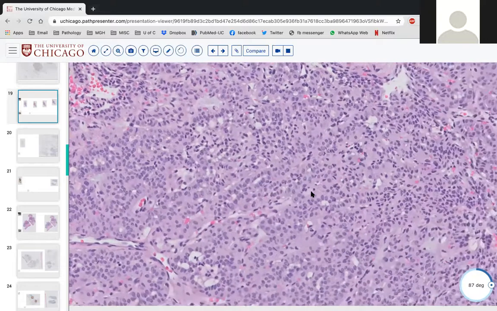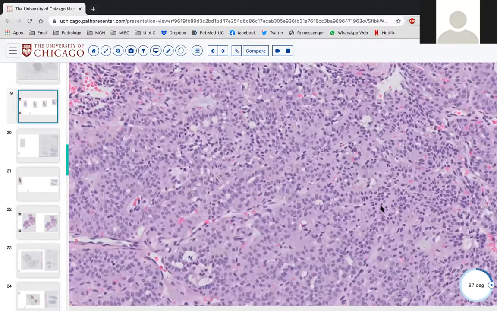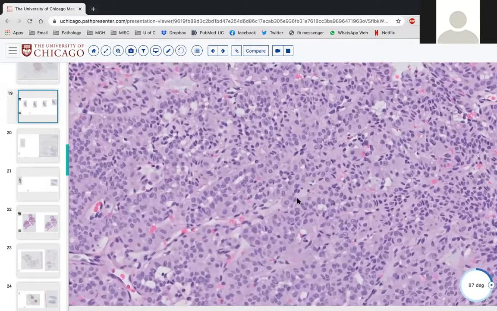So do you think it's a monophasic cell population or a biphasic cell population? I think it's a monophasic cell population. And I sort of tried to put it in the microcystic to cystic to secretory category. But I could be totally wrong.